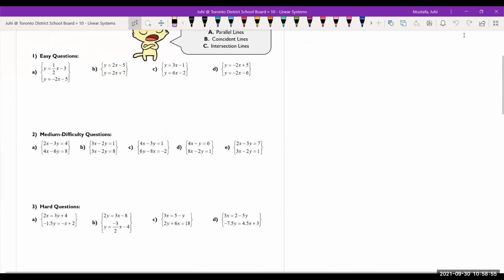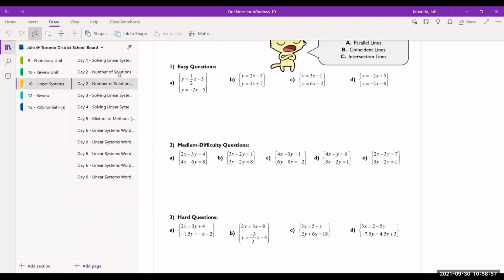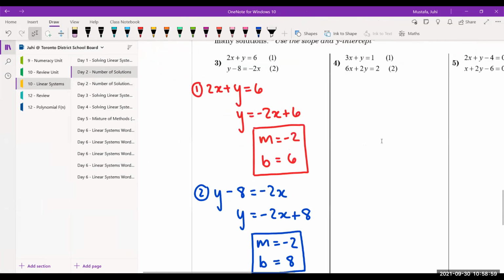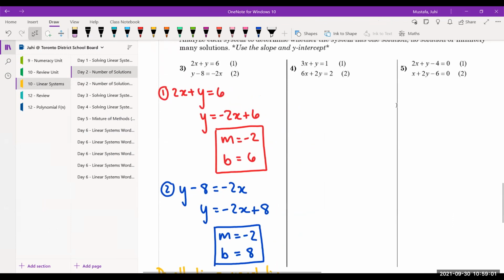I don't know why I wrote intersection lines. It should be intersecting. Okay, so go ahead and try questions 4 and 5. For each of the equations, figure out the slope and the y-intercepts, and then we can determine what kind of lines we have. I will do this as well.